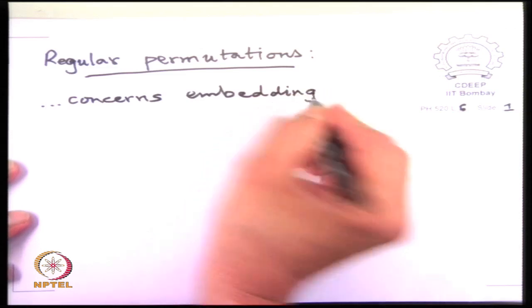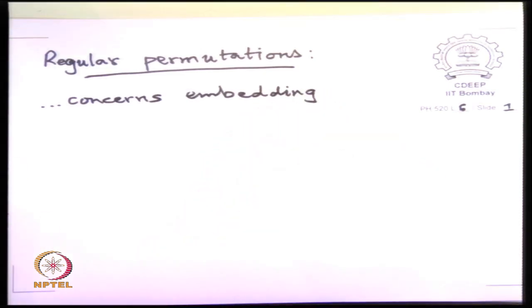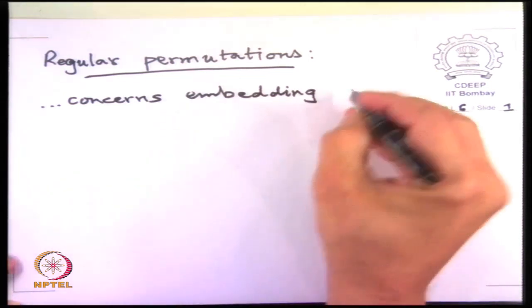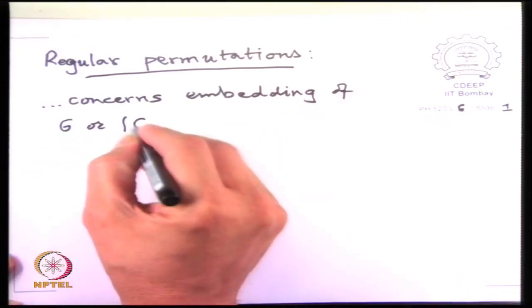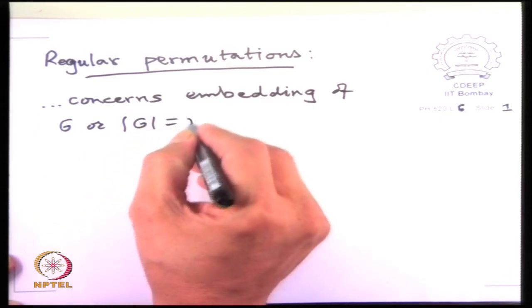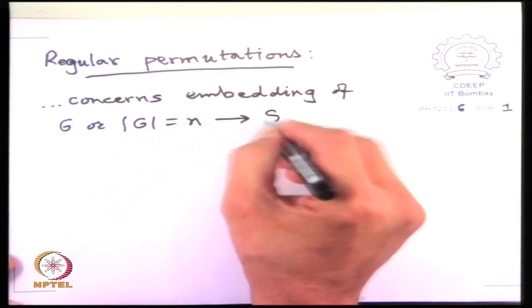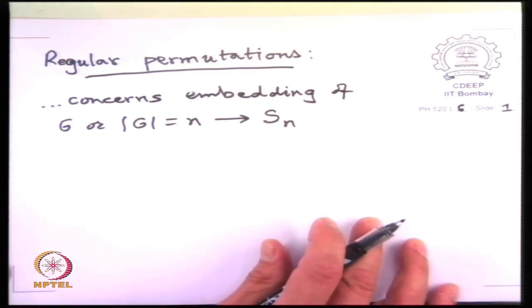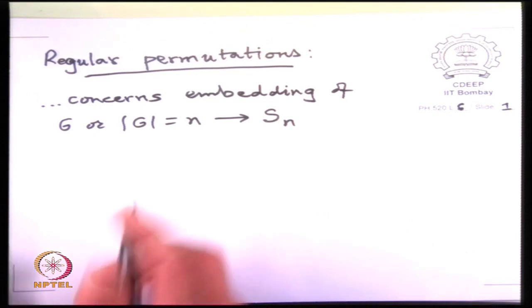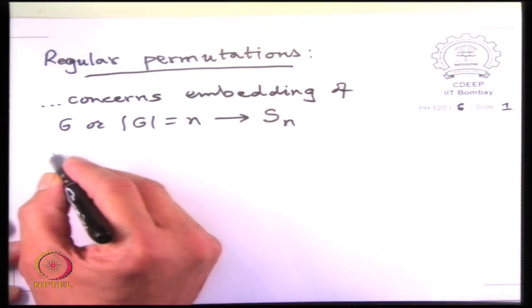We said that this was a homomorphism. Remember, we can map the elements of any group of order n into the large permutation group Sn. So it concerns the embedding of G, of order n, into Sn, the symmetric group of order n, the permutation group. So what does it concern? So remember the properties.